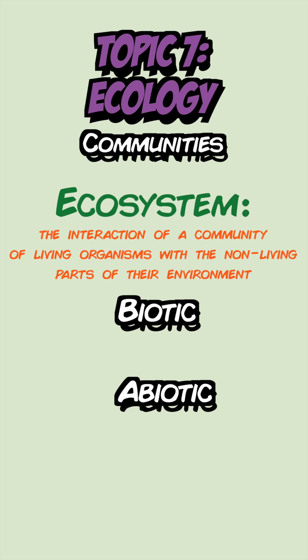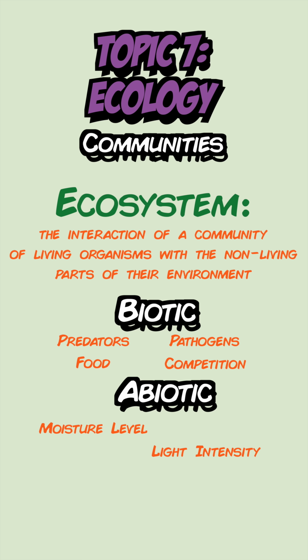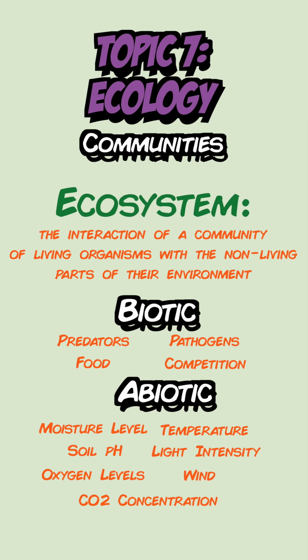Biotic or living factors that can affect ecosystems include new predators, competition with members of the same species, new pathogens that cause disease, and the availability of food. Abiotic or non-living factors, on the other hand, could be things like moisture level, light intensity, temperature, carbon dioxide level, wind intensity and direction, oxygen level, and soil pH and mineral content.